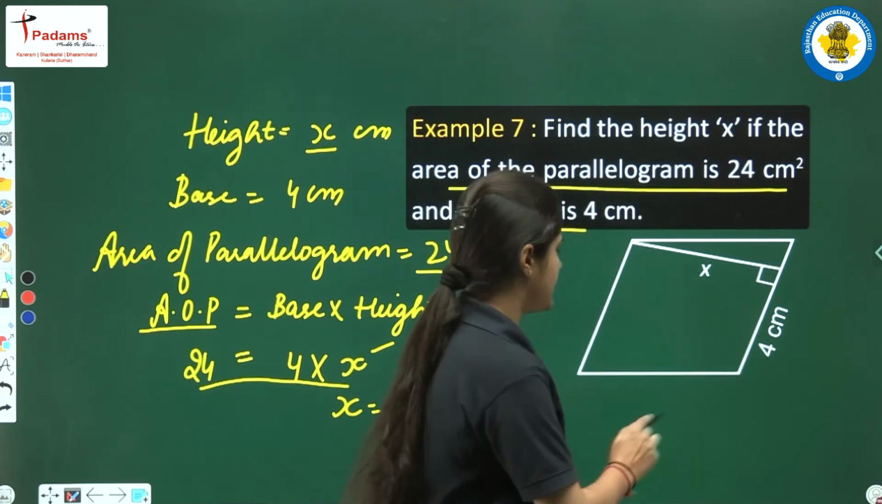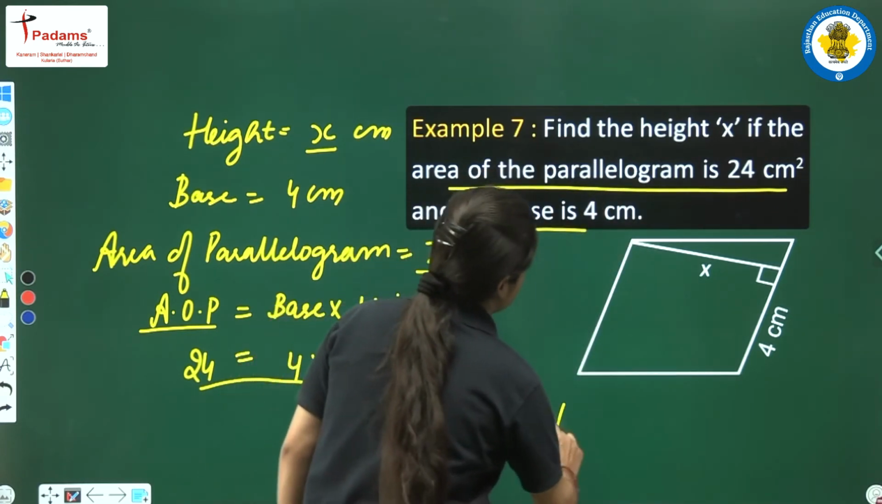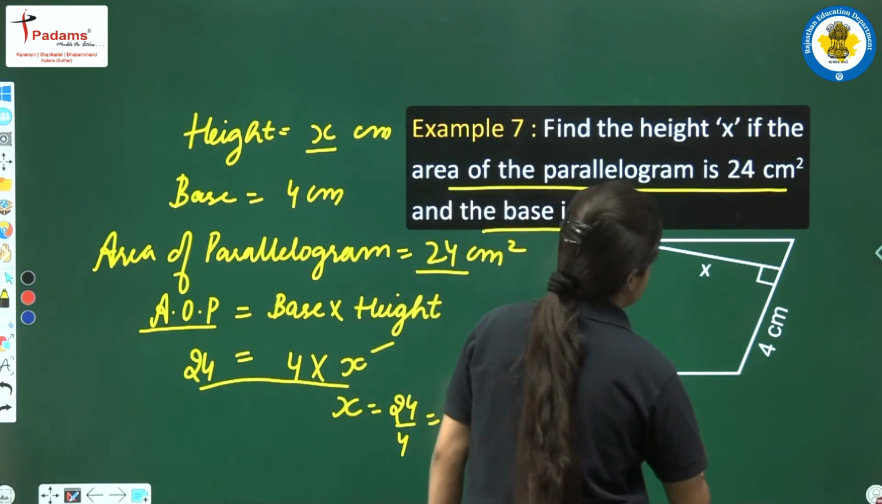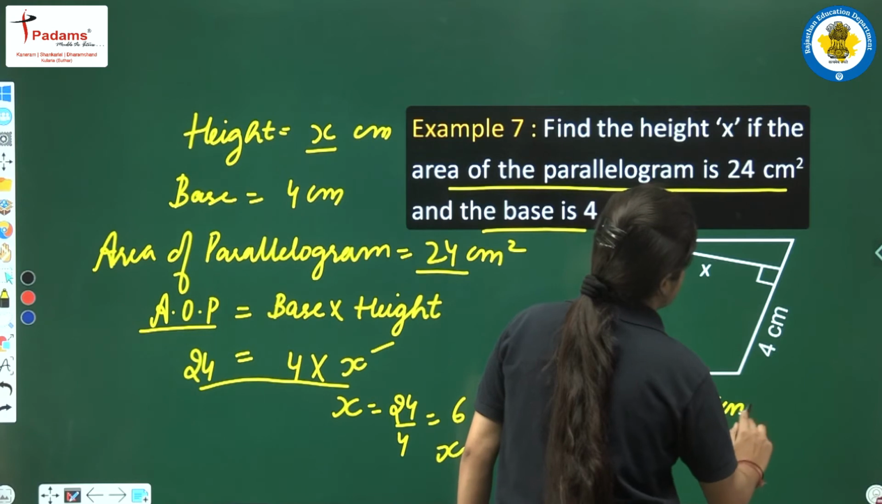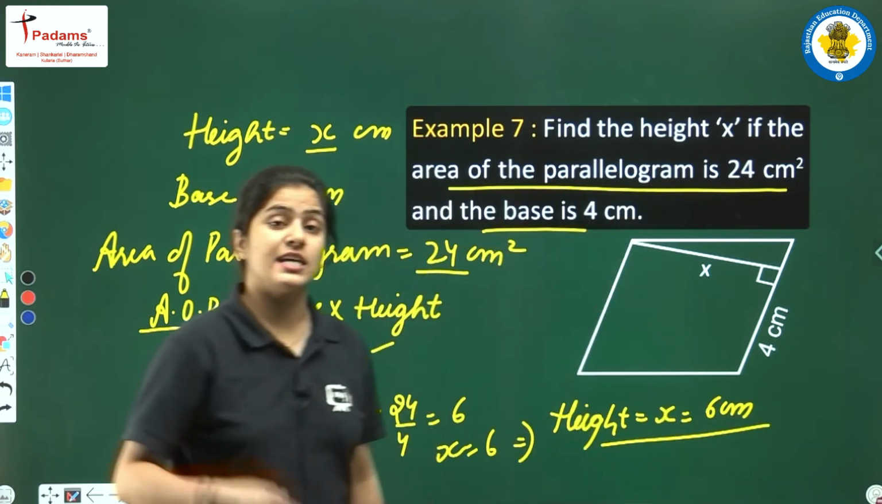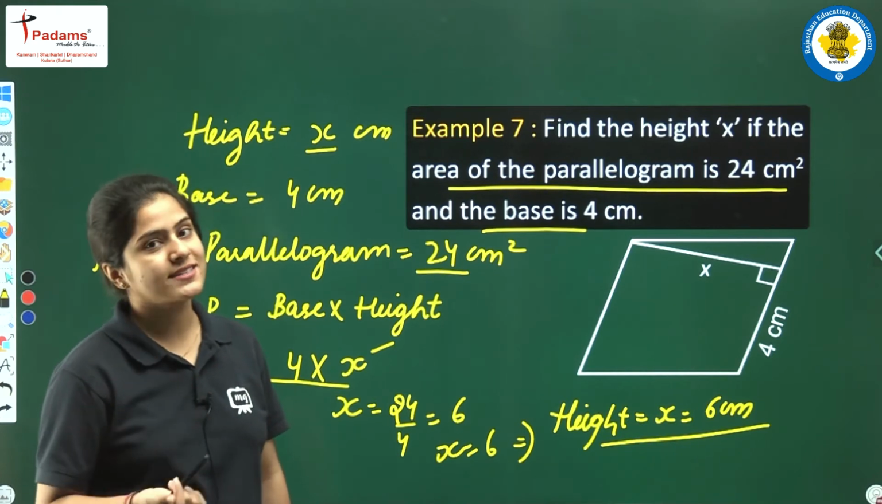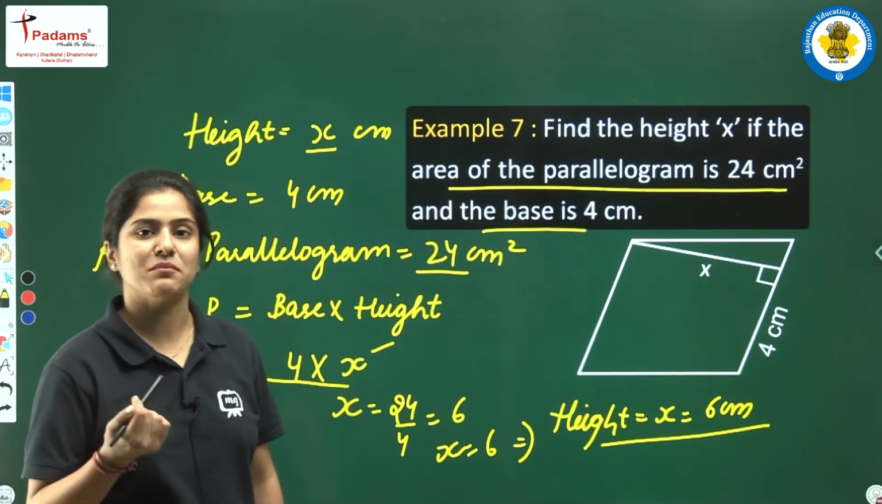x is your height. So your height is equal to x is equal to 6 centimeter. This is the required thing that was asked in the question. Okay. Looking at the next example, students, that is your example number 8.